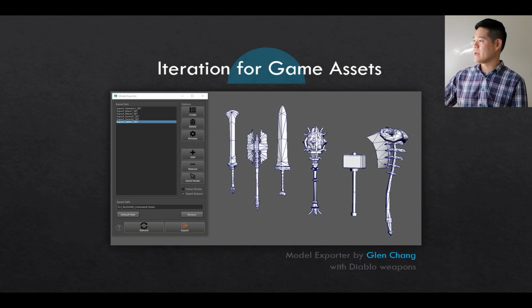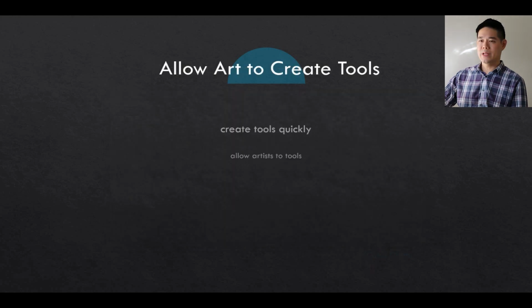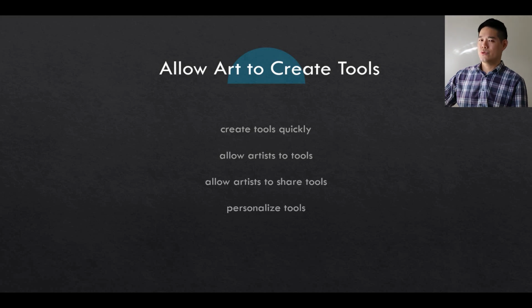Here's another example of a tool that really helps with incubation iteration. It's a tool that allows artists to make more tools. So basically, it's a tool maker, and I'll show you what I mean by that when we get into the video. What we wanted to do was to allow ourselves, the whole team, to create tools really quickly, and allow artists to be able to create tools, especially ones that are more technical. It also allows artists to share tools, even between disciplines.